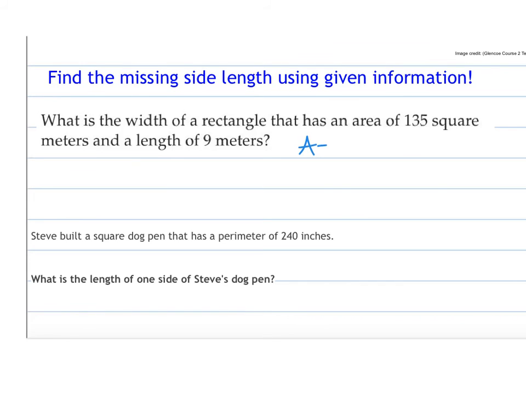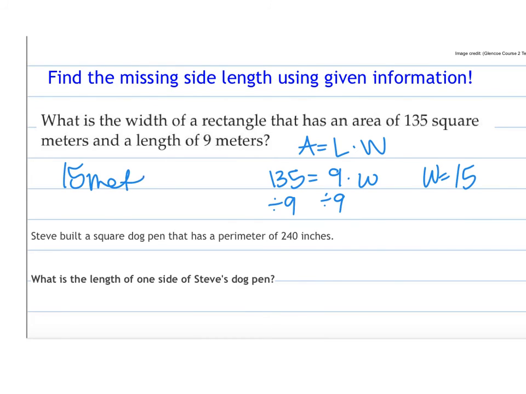So area equals length times width. Now we plug in what we have. So area would be 135. Length, the length is 9, and the width is what we are looking for. So now we're going to divide both sides by 9. 135 divided by 9, use your calculator. W would equal 15. So the width would be 15 meters. Just working backwards, solving one-step equations.